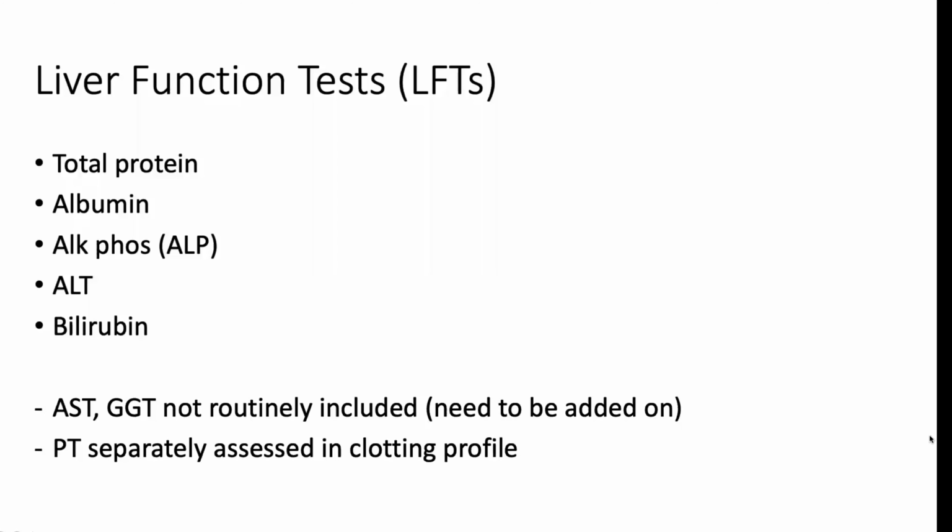AST and gamma GT aren't routinely included, so they need to be added on where they're required, and it really depends on clinical context. So you don't always order them all routinely. The PT, or prothrombin time, is separately assessed in the clotting profile.